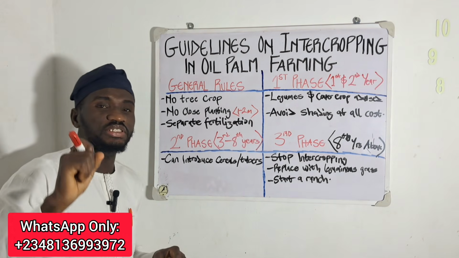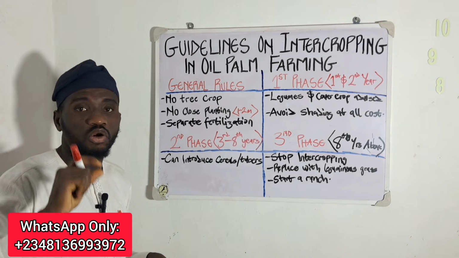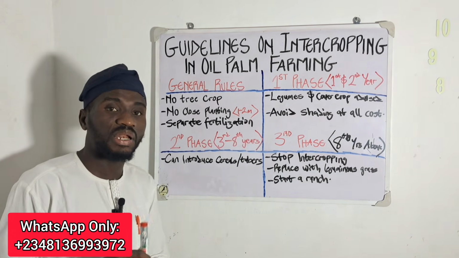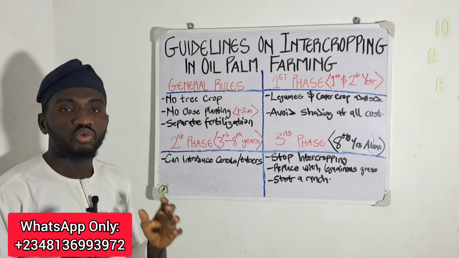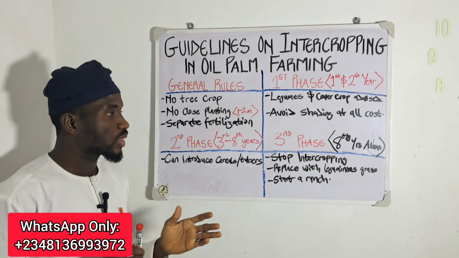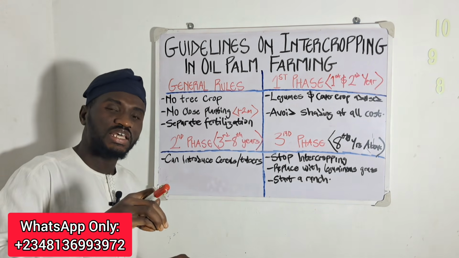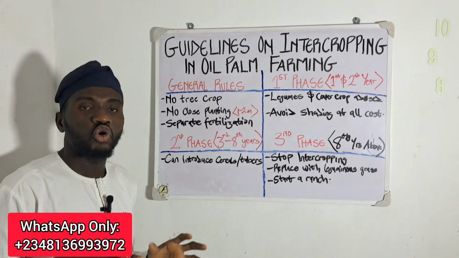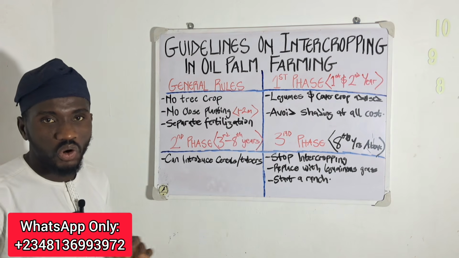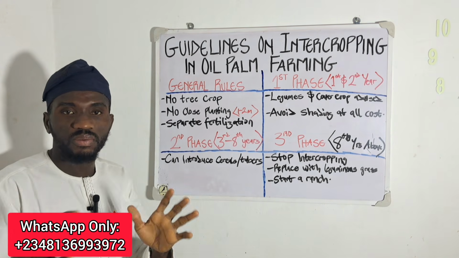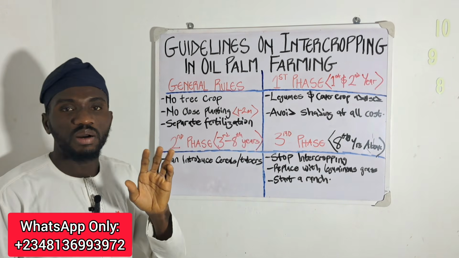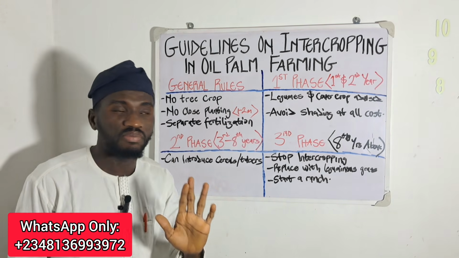Lastly but not the least, the third general rule guiding intercropping in oil palm farming is that there should be a separate fertilization plan for anything you are doing with intercropping. So for example, as you are applying your fertilizer to the oil palm crop, you also apply fertilizer to whatsoever you are planting as an intercrop, so that every one of them is on their own. So these are the general rules we have to keep at the back of our mind whenever we are doing intercropping in oil palm farming.